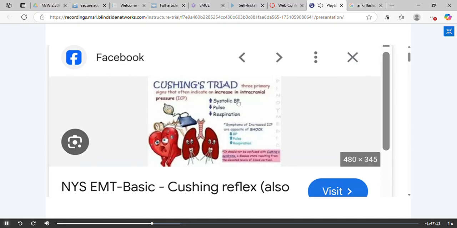Increased blood pressure, specifically the systolic, and I'll talk about that in just a minute, okay? So Cushing's triad is going to be hypertension, or what we would call widening pulse pressures. We talked about narrowing pulse pressures in Beck's triad. Cushing's triad is widening pulse pressures, and that's when the systolic and diastolic numbers are getting further away from one another, okay?